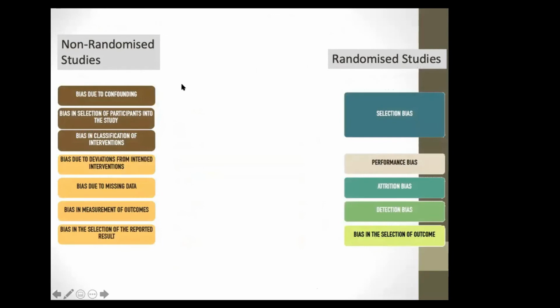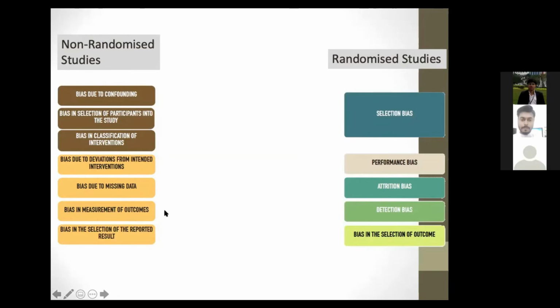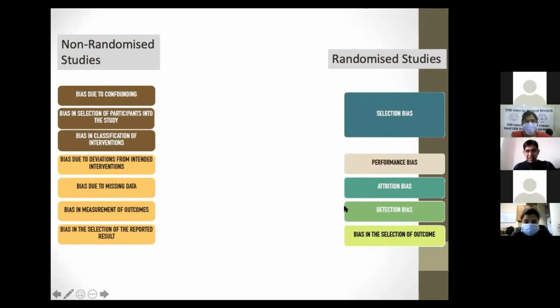So, for example, the first three, bias due to confounding, bias in selection of participants into the study, and bias in classification of intervention, can introduce the selection bias. Then deviation from intended interventions can introduce the performance bias. Missing data is for the attrition bias, and measurement of outcome is again a detection bias. Then there is selective reporting, or reporting bias.